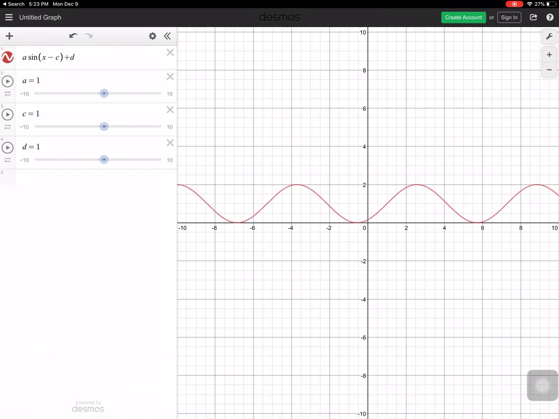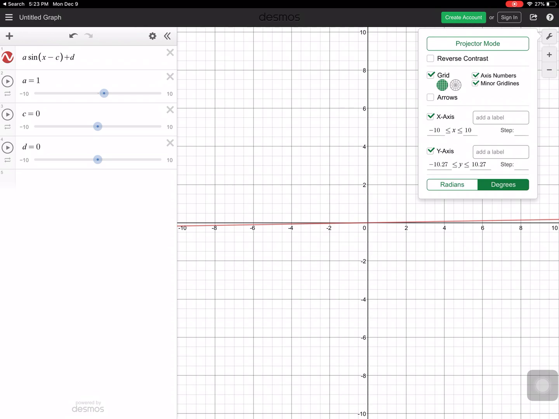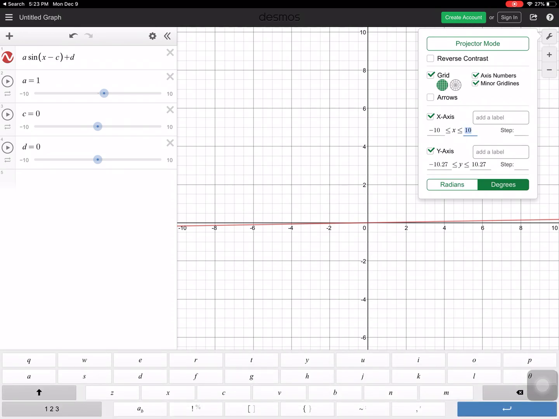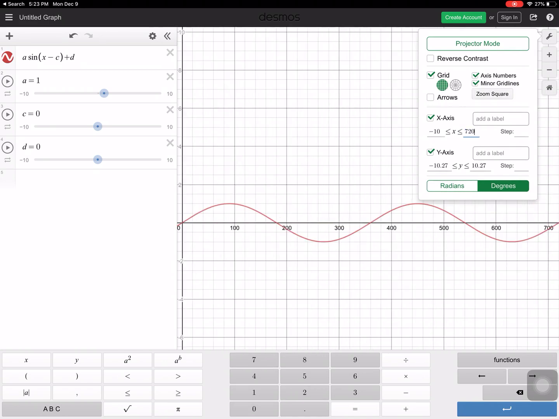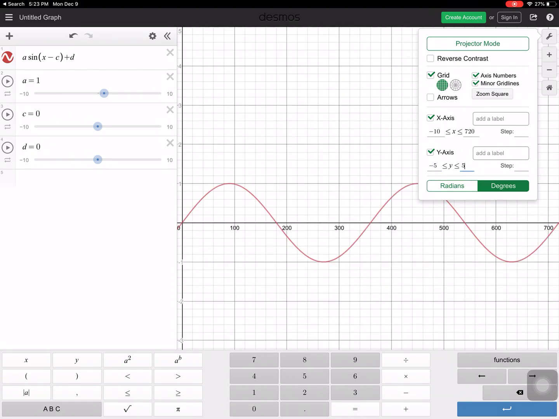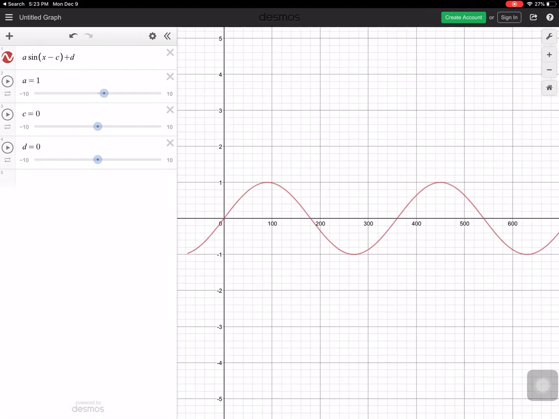So I'm going to say all right now. And I want the C value to be 0, and I want the D value to be 0 also, okay? And this needs to be put into degrees. And it needs to be far wider, because remember it goes to 360, so I'm going to go 720. And then the y-axis really only needs to go from like -5 to 5. All right, so we've got a much better view now.